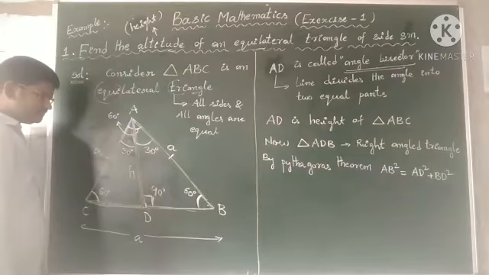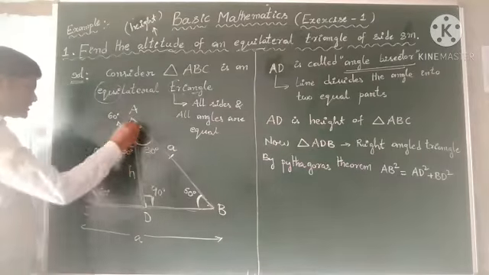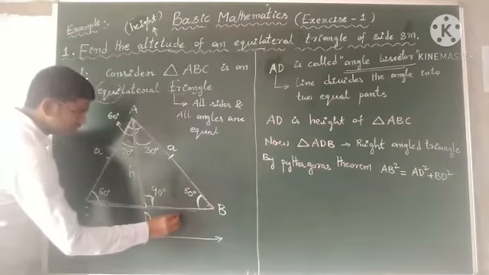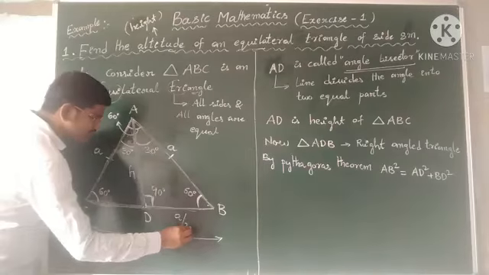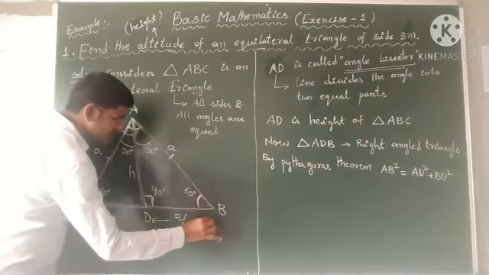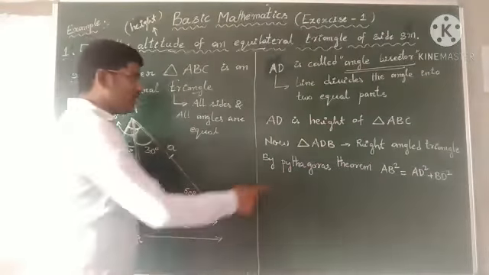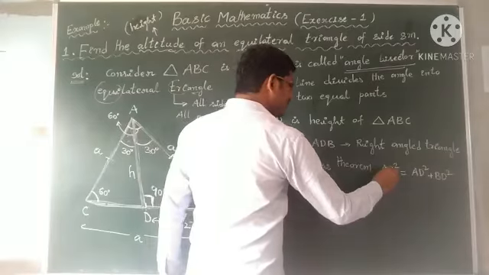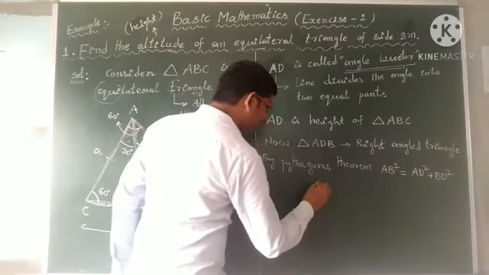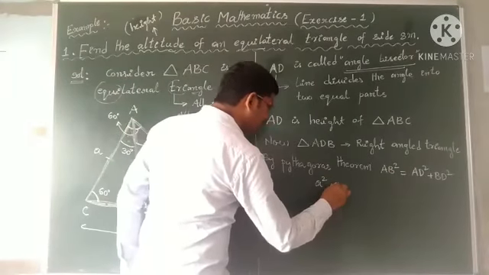Okay, so this is the angle bisector. This length will become a by 2, from here to here. So by Pythagoras theorem, AB square, you write it as a square.